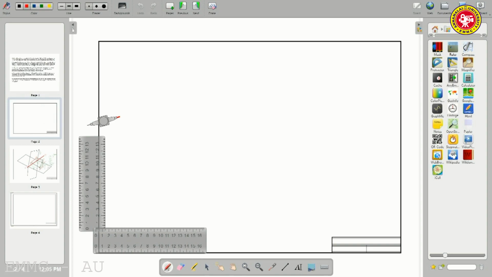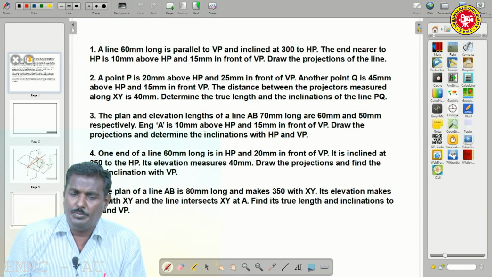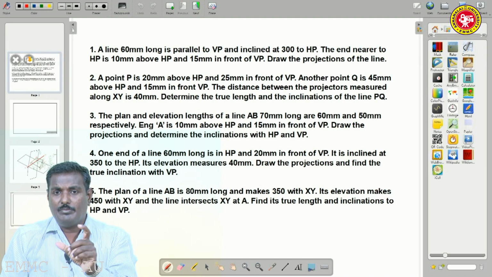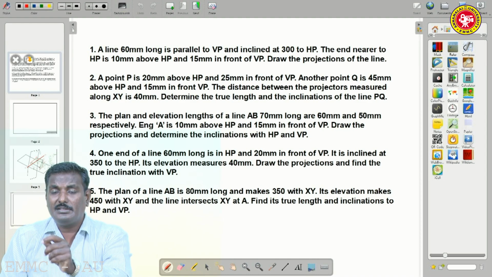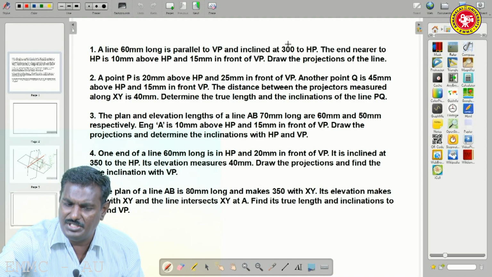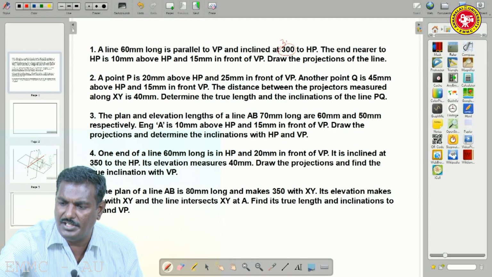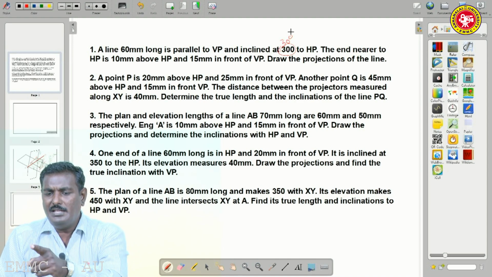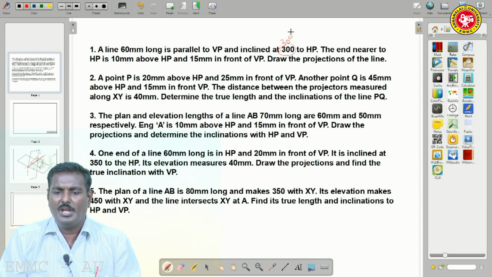Okay, let me see the problems. Come to the problems. First problem: a line 60 mm long is parallel to the vertical plane and inclined 30 degrees to the horizontal plane. The end nearer to the HP is 10 mm above HP and 15 mm in front of VP. Draw the projections of the line that is given.